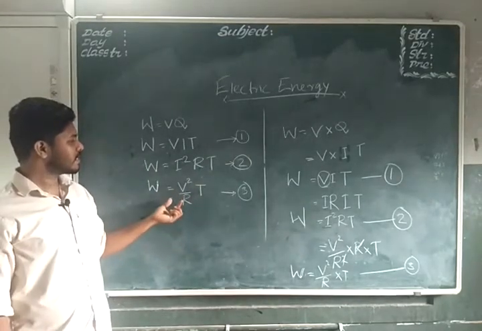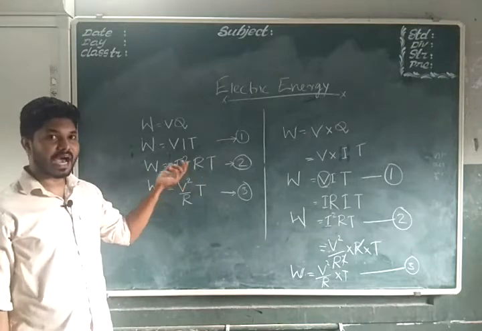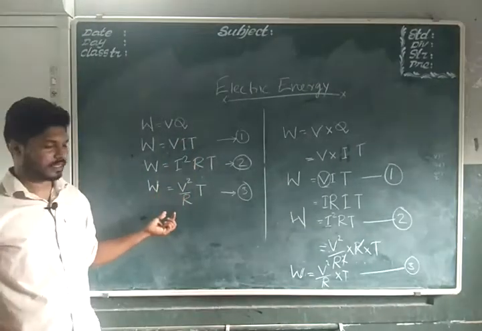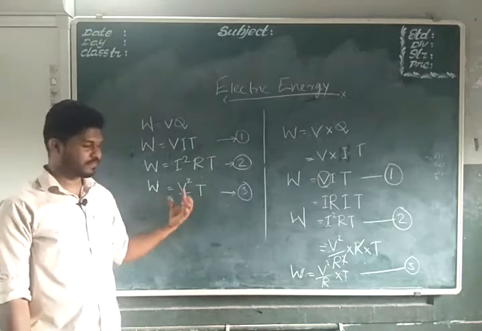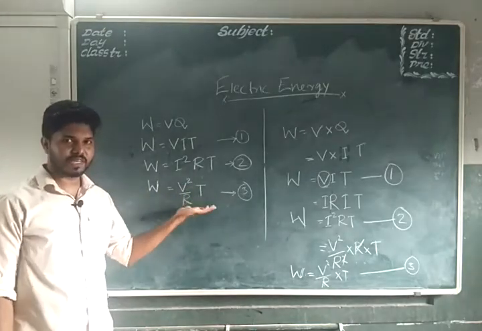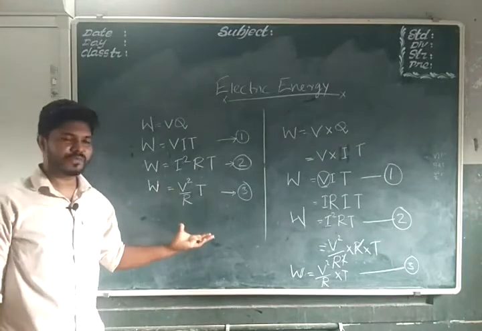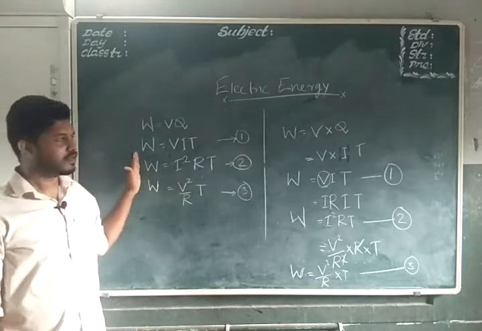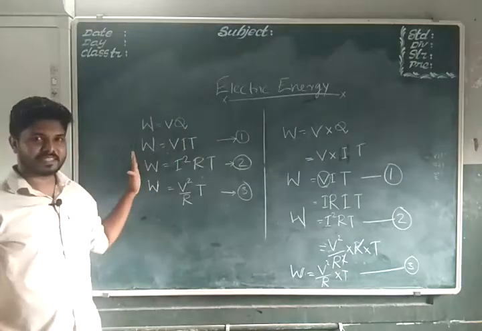Or if only current, resistance and time is given, then also we can find electric energy by using the equation I square RT. Sometimes potential difference will not be given. So at that time we can use this equation. If potential difference and resistance only are given, I is not given. At that time you can use the third equation, V square by R into T. There is no I here. So at different times you can use different equations and find the answer for electric energy stored inside a conductor.